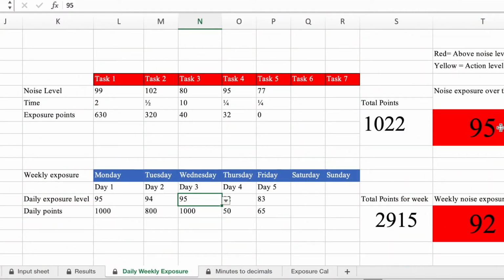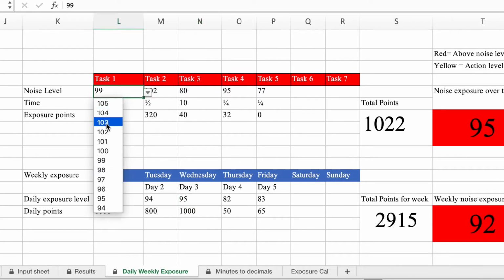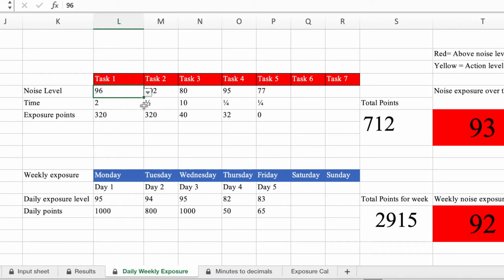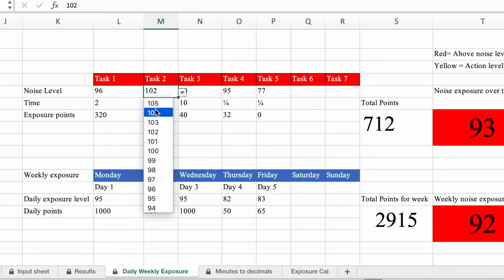The final part of the system is where you can work out your daily and weekly exposure. The daily is split into tasks, up to 7 in a day. Every time you use a tool or process you input the time and exposure level using the previous sheet.